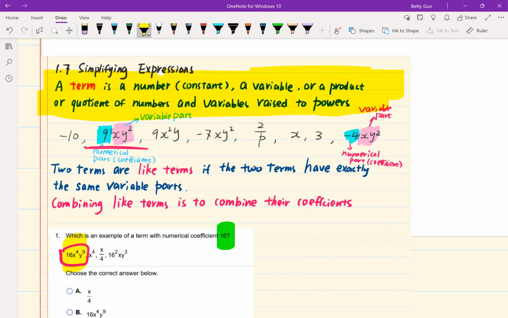The definition says a term could be a single number, or a single variable, or numbers and variables connected by multiplication or division or exponentiation, right? So a single number is a term, okay? A single number is a term. In other words, you see, in this expression, you don't see plus or minus. Be careful, this is a negative sign, it's not a minus sign, okay? There's no operation in it.